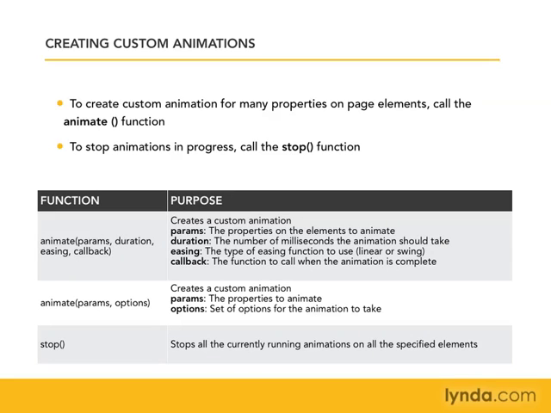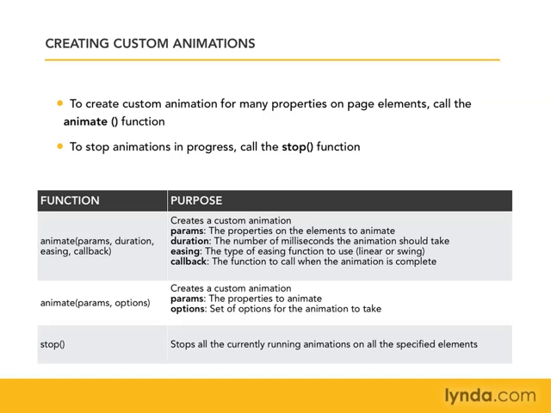The easing parameter is the type of easing function to use, and there's only two built in. There are plugins that do more, but right now jQuery has linear or swing built in. And finally, there's a callback option, and the callback is the function that will be called when the animation is completed, and that, of course, is optional.